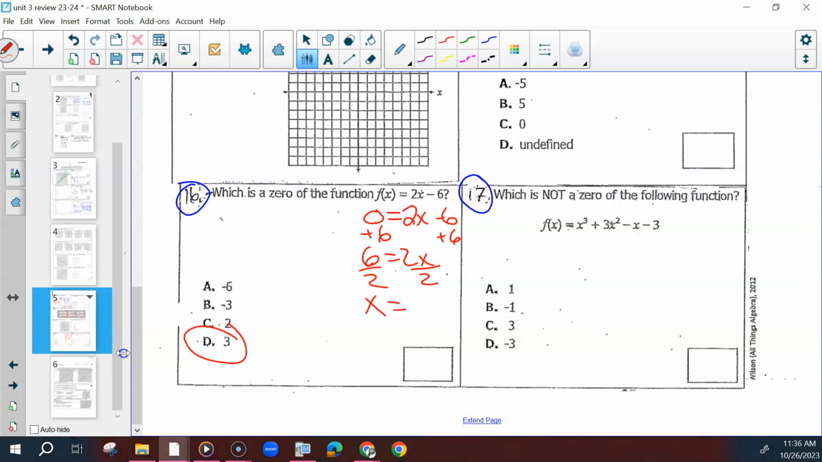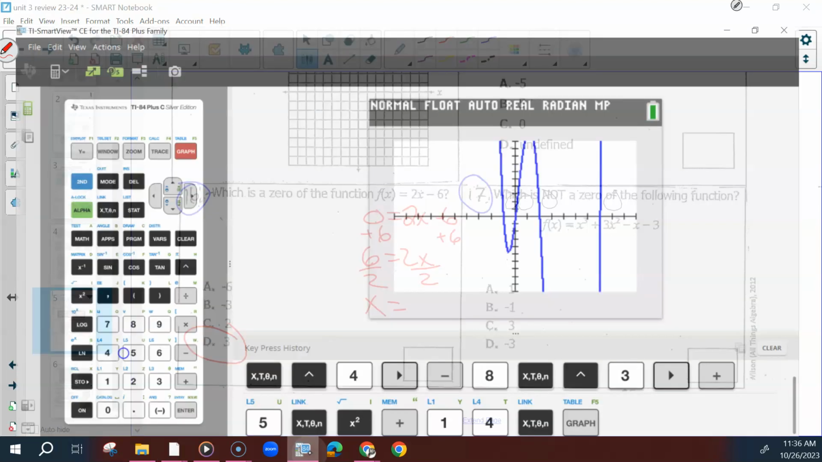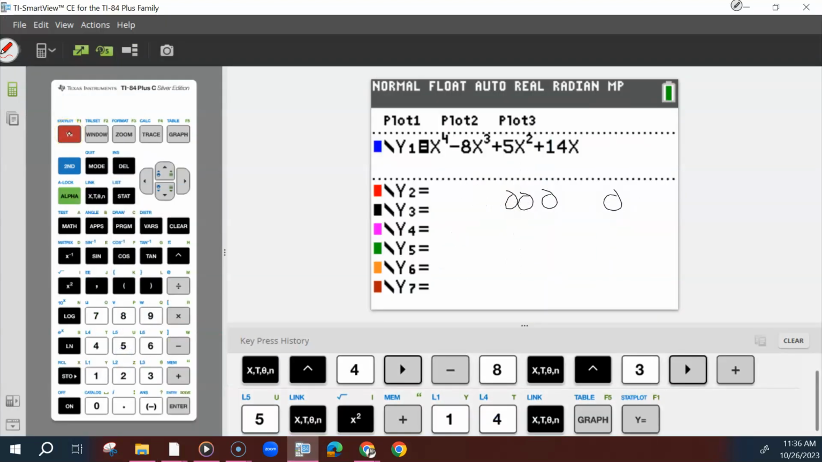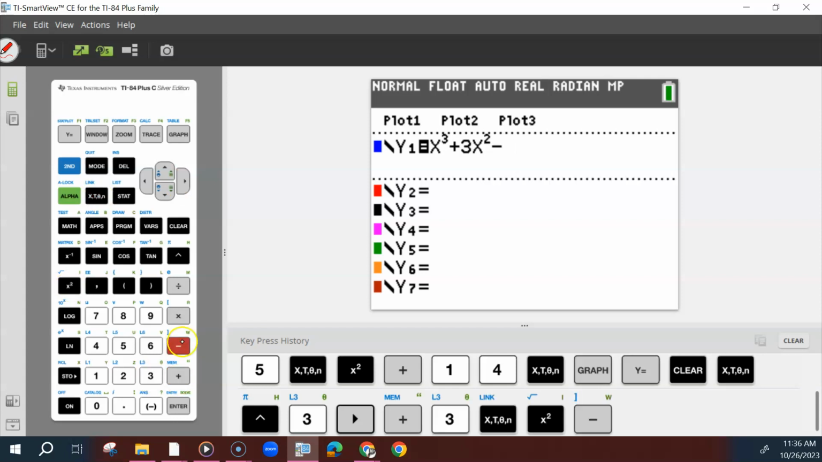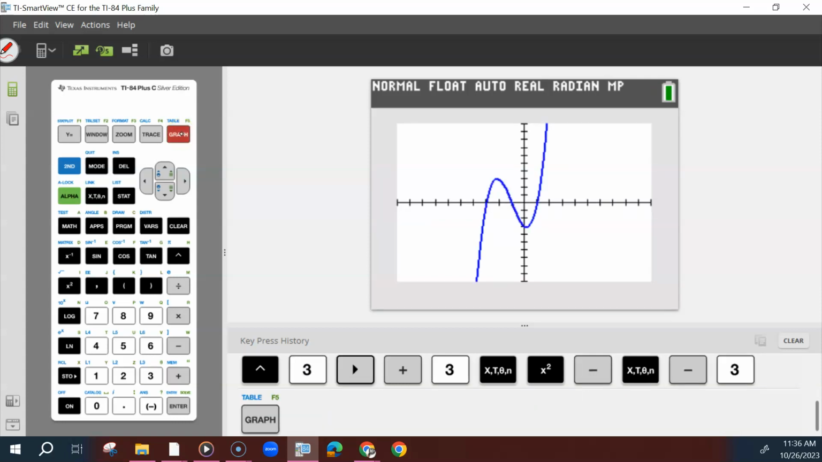17 is another calculator one. Go into your y equals, put in that function, x to the third plus 3x squared minus x minus 3, and graph it. And then you can see which ones are zeros, which one is not.